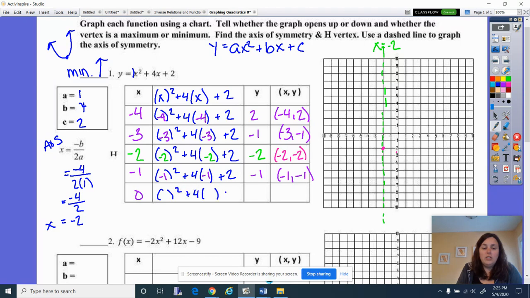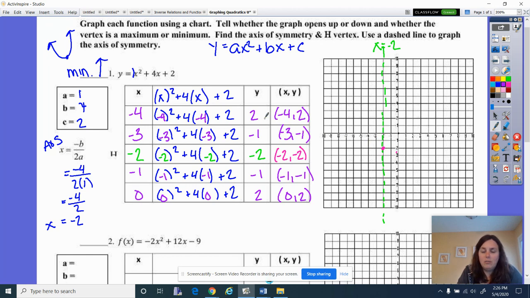And when I do that, I have 0 squared plus 4 times 0 plus 2 is 2, and I have this ordered pair 0, 2. When I plot all of these points, I'm going to make my parabola.